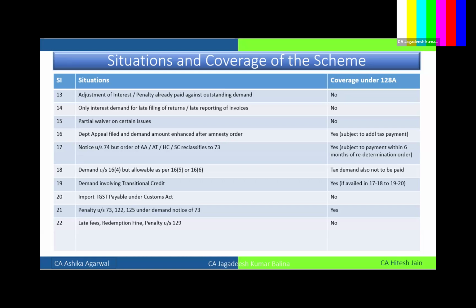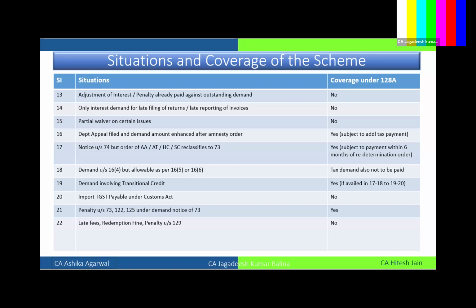So let's say my redetermination order is passed on 30th April 2025. In that case, in order to fit under this scheme, I need to pay the tax amount on that section 73 order, the redetermination order, within the 6 months. That is by 30th November 2025, I need to pay the full tax amount. Then I can opt for this scheme.